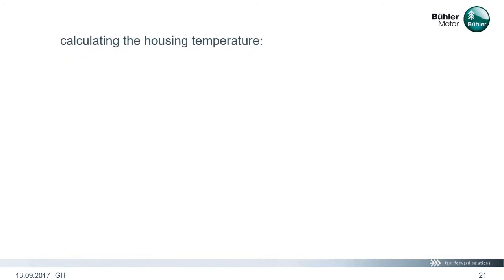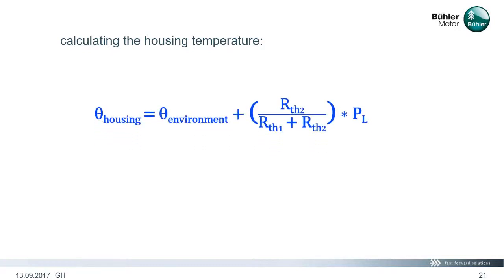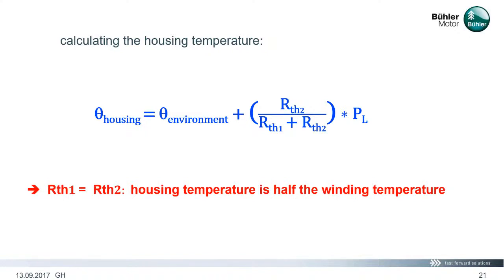With the two separate RTH values, we can now calculate the housing temperature. Theta housing is theta environment plus RTH2 divided by RTH1 plus RTH2, multiplied by the power losses P sub L. As a reminder, if RTH1 equals RTH2, the housing temperature is exactly half of the winding temperature.